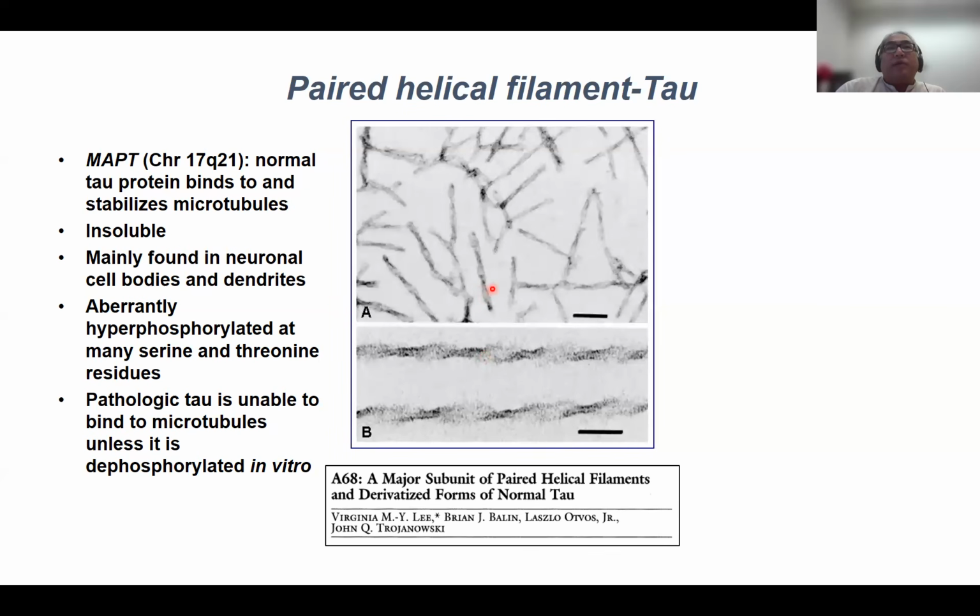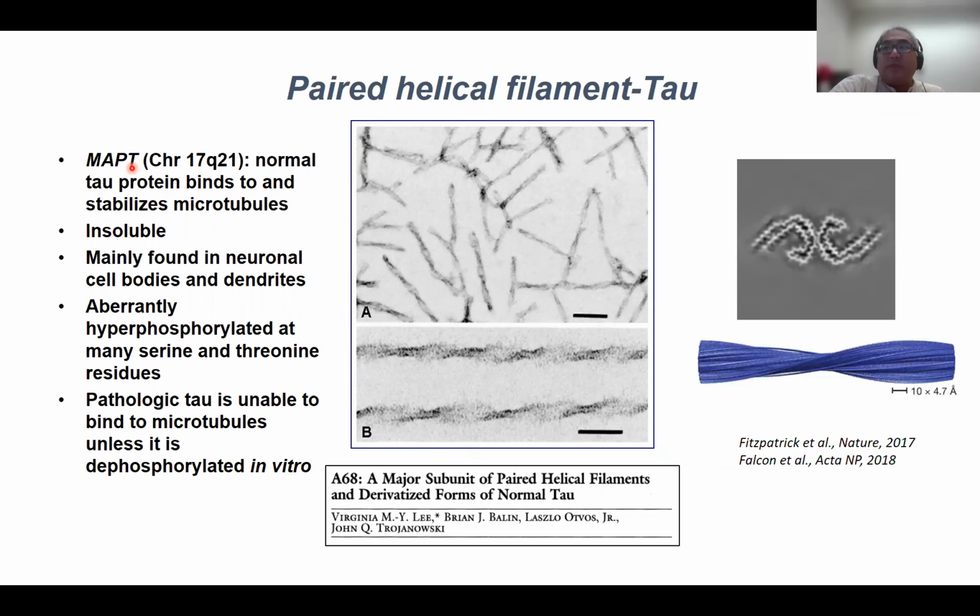So the tau protein is encoded by the MAPT gene. It's on chromosome 17, sorry. Normally it binds to and stabilizes microtubules. In the setting of disease, it becomes insoluble. It's found in cell bodies and dendrites, and it's hyperphosphorylated. And so you can use phospho-specific antibodies to better identify these inclusions. And it's thought that the protein itself is kind of choking the cell body and impairing cellular function. And it also means that the tau is no longer able to bind to and stabilize microtubules. And so there could be these loss of function mechanisms as well.